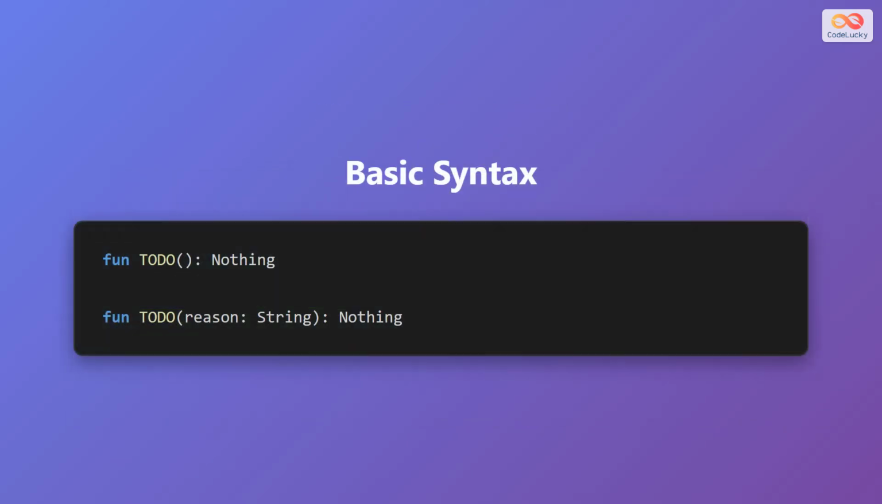The Todo function has two simple forms. The first form takes no parameters and simply throws a NotImplementedError with a default message. The second form accepts a reason parameter of type string, allowing you to provide a custom message explaining why the implementation is missing. Both forms return the nothing type, which we'll explore in more detail shortly.